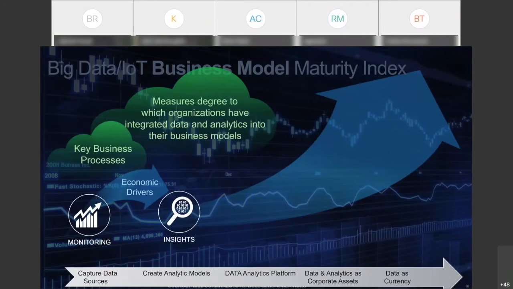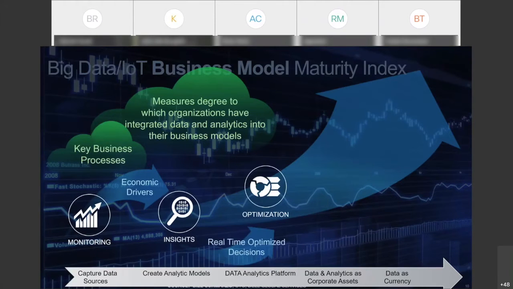It's when you start applying key business processes and the economic drivers to that monitoring to derive insights and actually go through the process of starting to create some analytic models, you really start progressing into that next step. And this is where many customers today have started to dip their toe. They're starting to expand in, and now what they're trying to figure out is, how do I take that next step and take these things that I've started to learn and insights about my business that I've gained and move them into real-time optimized decisions.